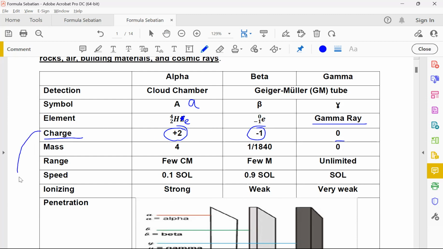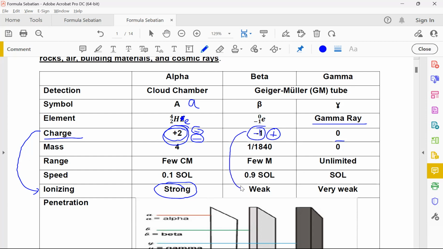Now, these charges are directly related to the ionizing power. For example, because alpha is +2, it can steal 2 negatives from other neutral atoms, so it is very strongly ionizing. Every 1 alpha particle can steal 2 negative charges. Beta is only -1, which means it can steal 1 positive charge from other neutral atoms.